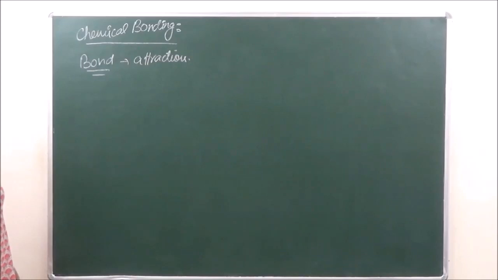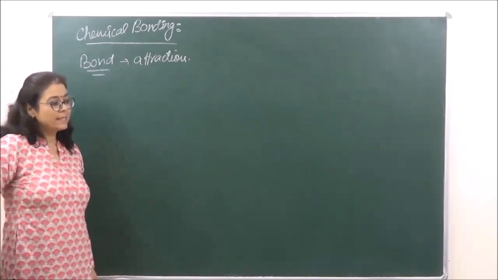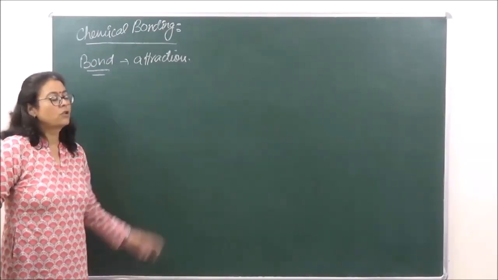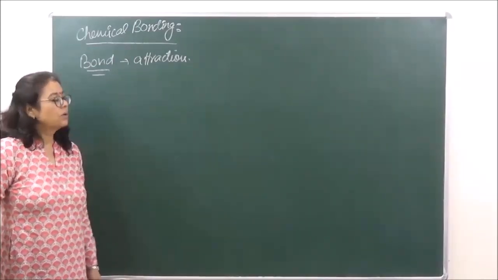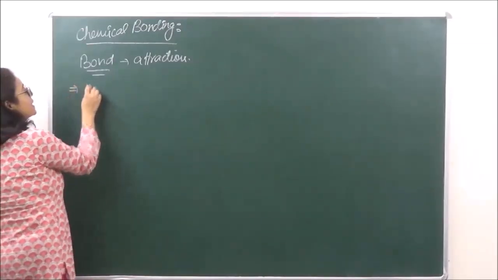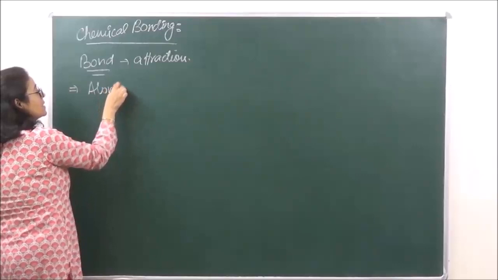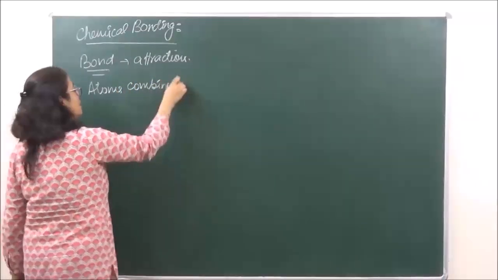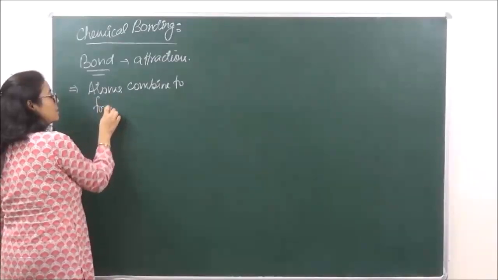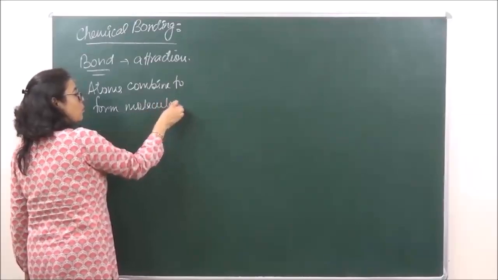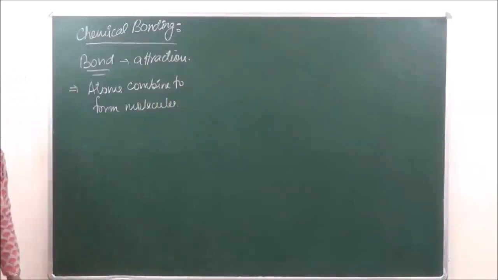Now, basically we know that according to Dalton, the atom is the smallest part of any matter. Therefore it is not stable. Thus we say that atoms combine to form molecules.